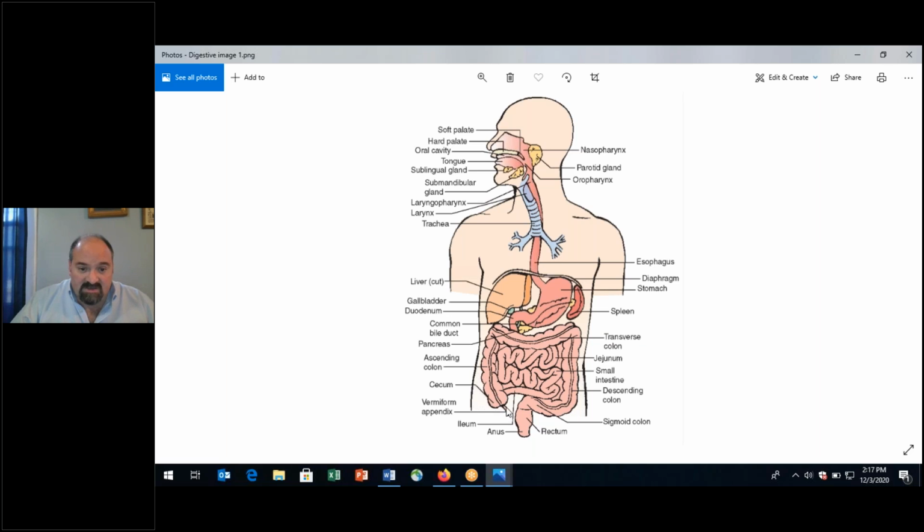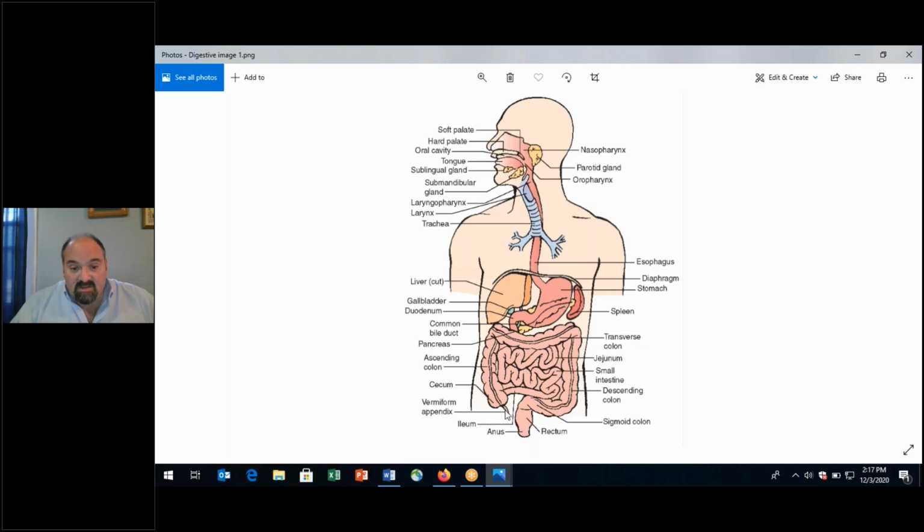Here's your appendix. Oh, you know what? We need to add one more structure, the appendix. So please add the appendix to your list. And I'm going to repost lab quiz number 3, anatomical parts, and it'll have the spleen and the appendix added to it, okay? So I'll make sure that I prepare that today.